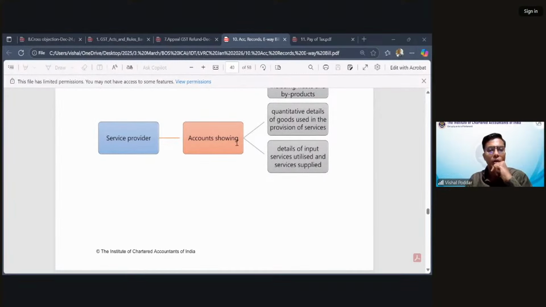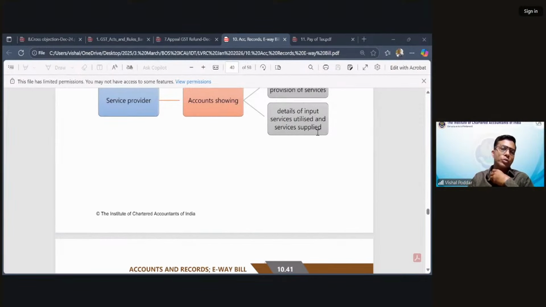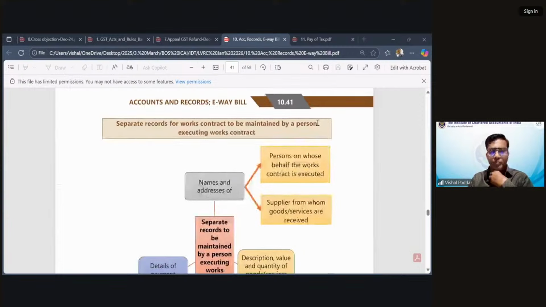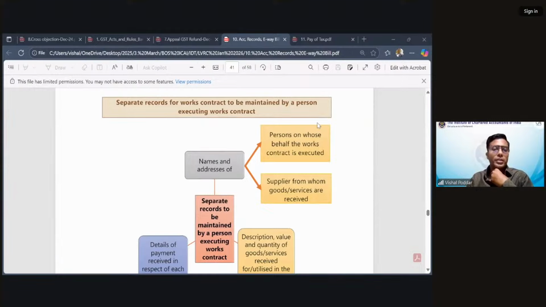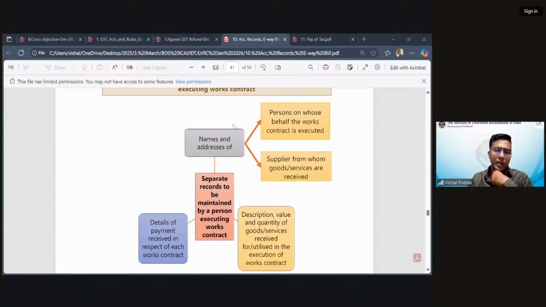Similarly, a service provider has to give quantitative details of goods used for providing their service and details of input services used in providing their service. Next, what are the specific types of records to be maintained by a works contractor who is executing the works contract?